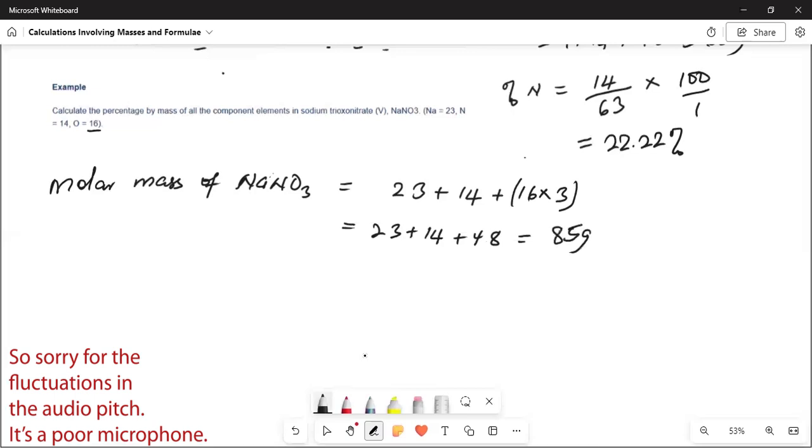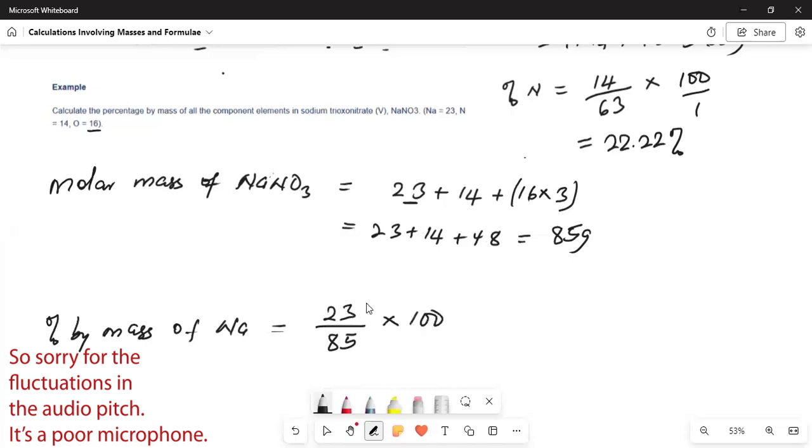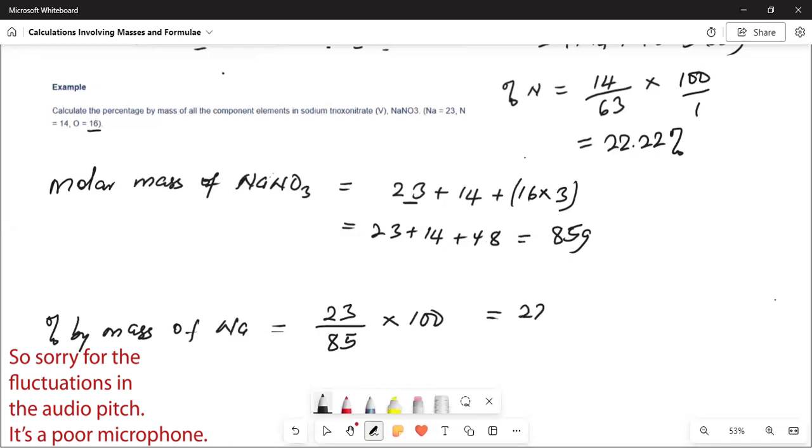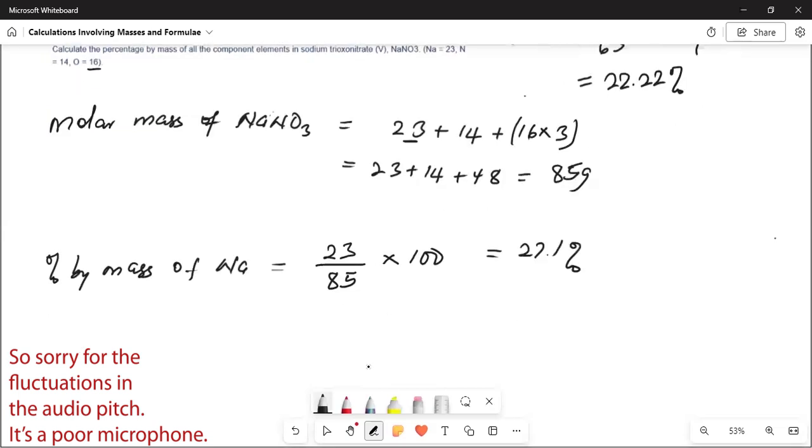And the question says we should calculate the percentage by mass of all the component elements. So starting with sodium, percentage by mass of sodium. The mass of sodium is 23, the atomic mass there. 23 out of this 85, which is the molar mass of sodium nitrate. 23 is for sodium. The percentage by mass of sodium therefore is 23 divided by 85, the molar mass, then multiplied by 100, which is approximately 27.1%. Then the next one, since they say all the component elements, we'll do that one after the other.